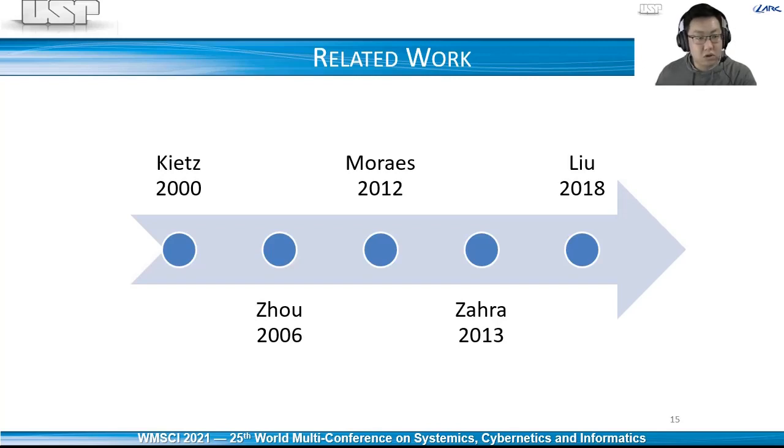And the last related work, Liu from 2018, presents an end-to-end application for deriving RDF triples from natural language text, but it could only identify one relationship per phrase.